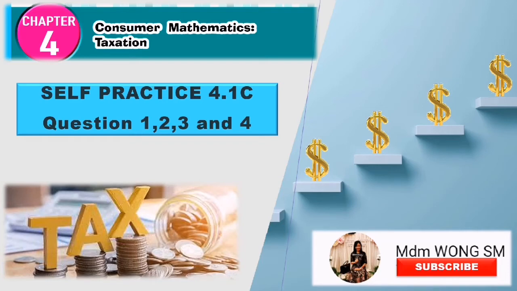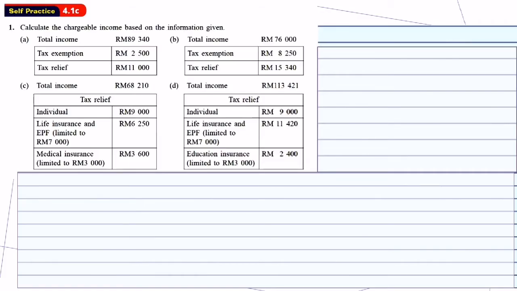Today we are going to discuss Chapter 4 Consumer Mathematics, Taxation, Self-Practice 4.1c, Question 1, 2, 3, and 4. Question number 1. Calculate the chargeable income based on the information given.